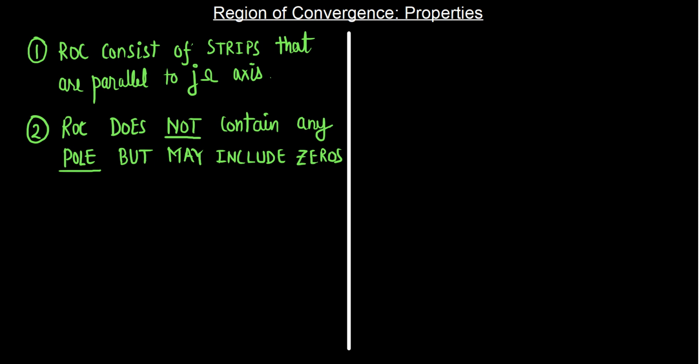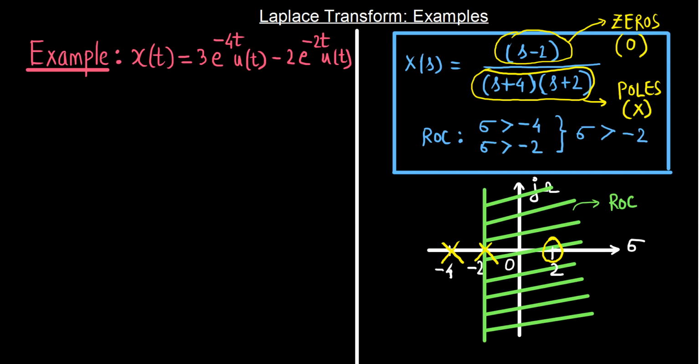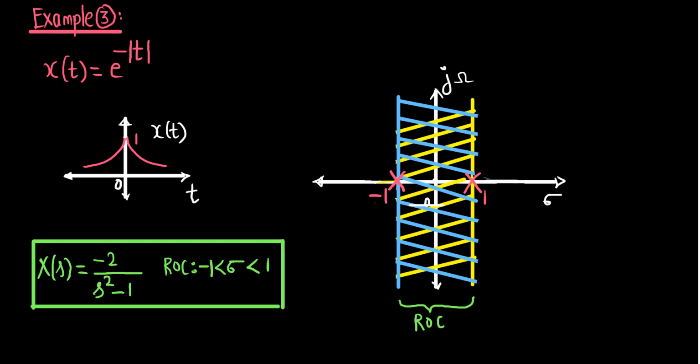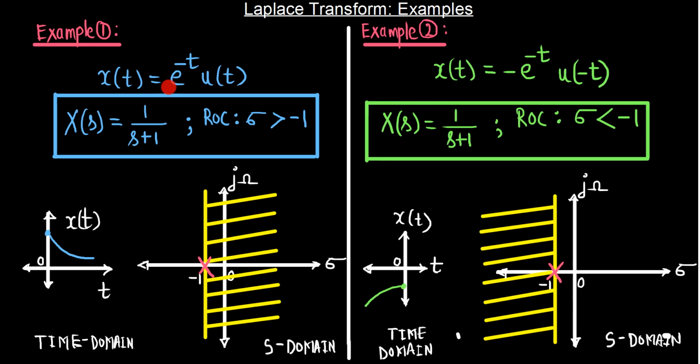Now let's make another observation. Consider this example. In the example on the left, you can see the signal e power minus t u of t. We have made this observation earlier also. This is a right hand sided signal, that means the signal is moving towards the right. And for such signals, the region of convergence is rightwards. Similarly, for the second example here, where the signal is leftwards, that means the signal is moving towards the left, the region of convergence is towards the left.